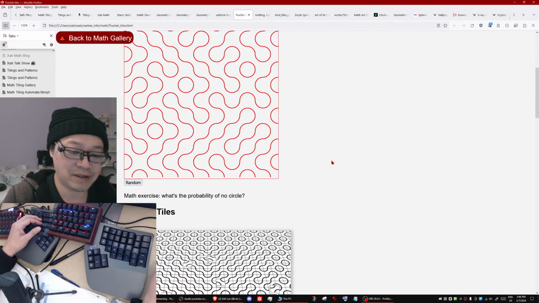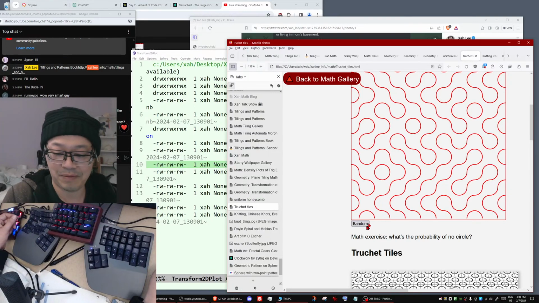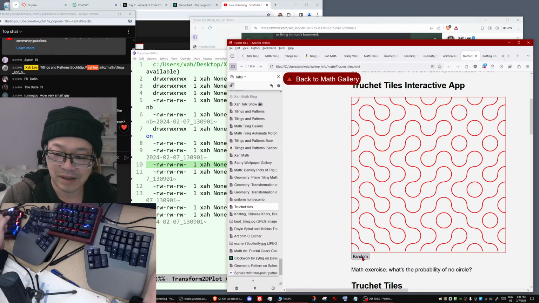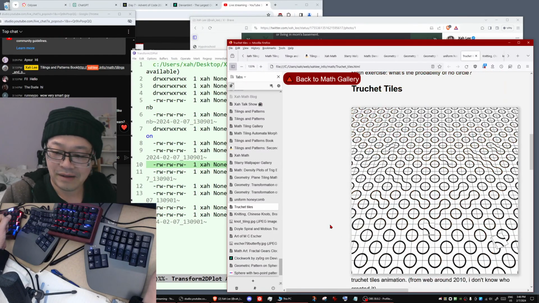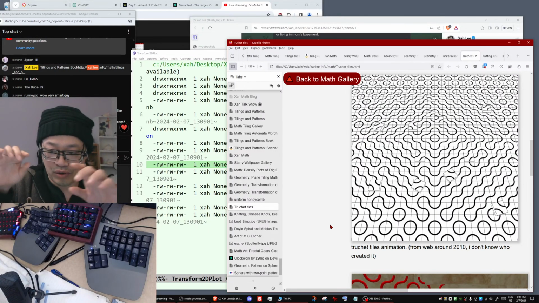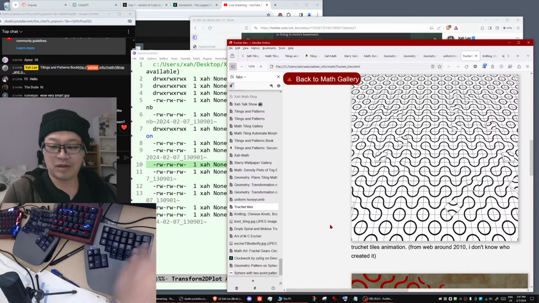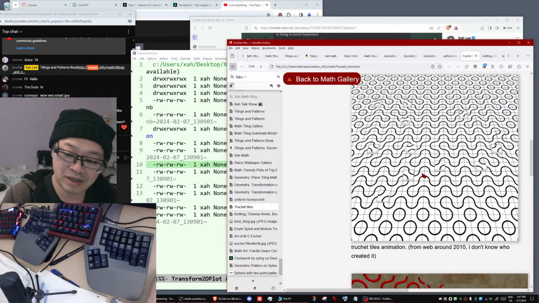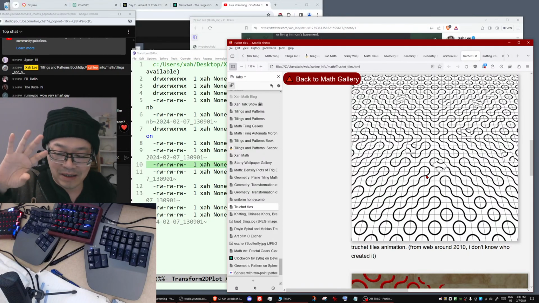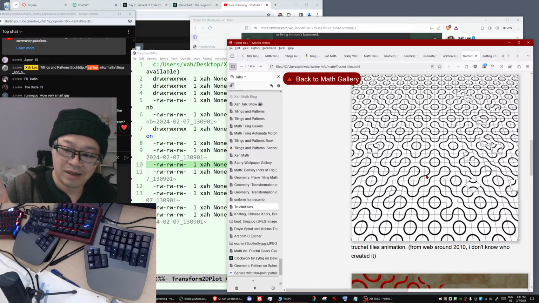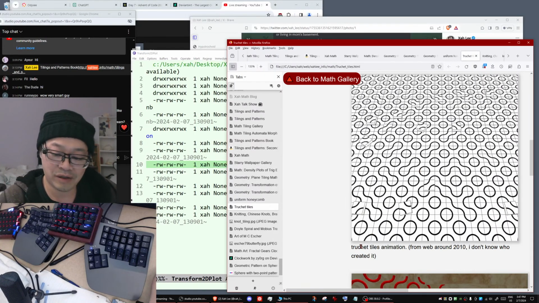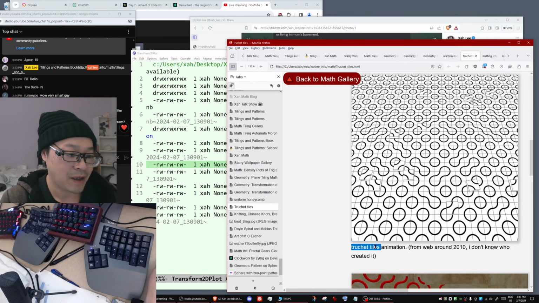Okay, then we have this one. Like we've seen before, this is pretty common. You can create random ones, and this animation shows you how it's done. You just have a bunch of squares. On each square, you draw a pattern connecting the sides. Then depending on how you orient the square, you get different patterns. This is called Truchet tiles. It's got a name.